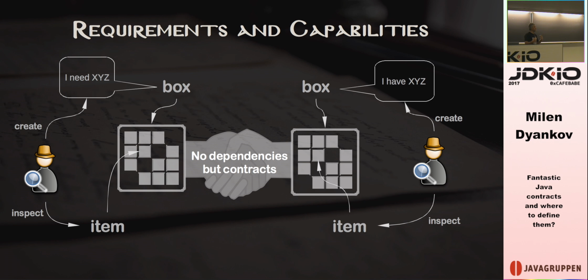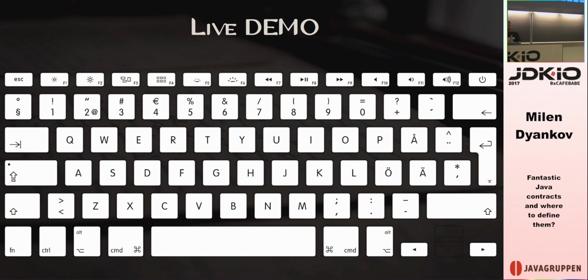And so this is the concept that I'm trying to introduce to you today: not having hard-coded dependencies, but rather using contracts to discover what we need at runtime. This is very hard to explain in theory, so I have a little demo for you.